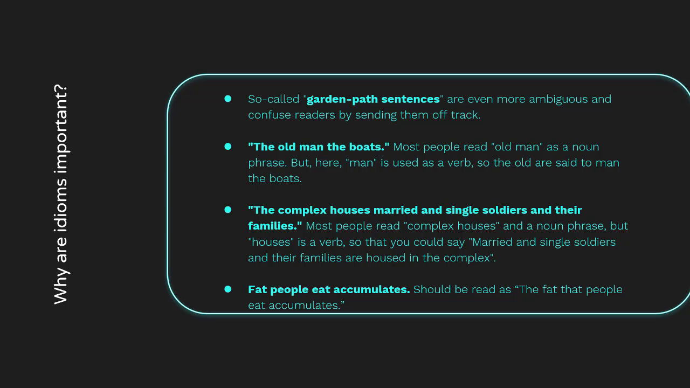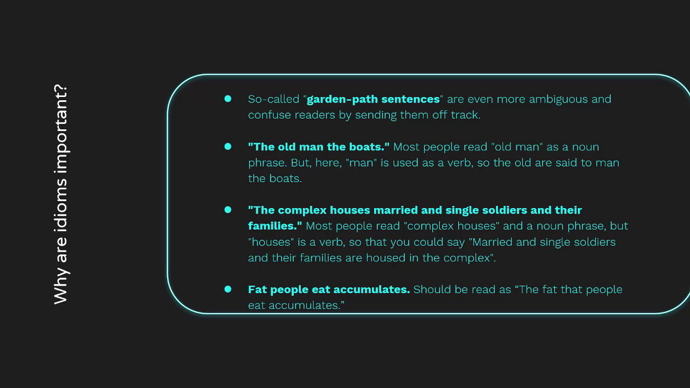The next sentence is also difficult for similar reasons. The complex houses married and single soldiers and their families. This is a sentence that took me a while to figure out when I first read it. And I did what most people do, which is to read complex houses as a noun phrase. But again here, houses is actually a verb. So what this sentence is actually saying is that married and single soldiers and their families are housed in the complex. The complex houses married and single soldiers and their families. Now the words are pronounced in the same way, but the intonation is different. And the use of the word houses is different from what we expect.